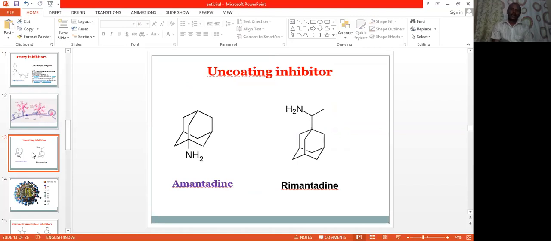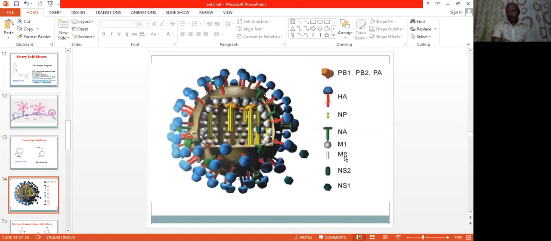These two drugs inhibit the M2 porins. This porin helps the migration of protons from the host cell into the virus. Once this proton migrates, acidification happens here, and then uncoating happens, and then the genetic material will be released into the host cell.